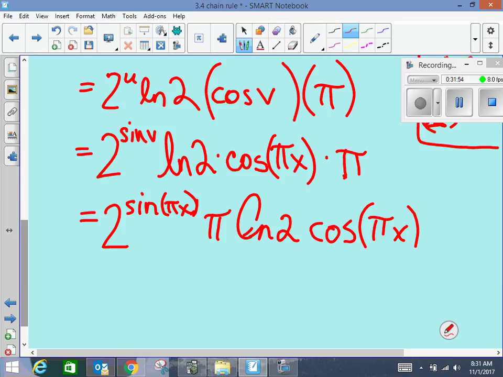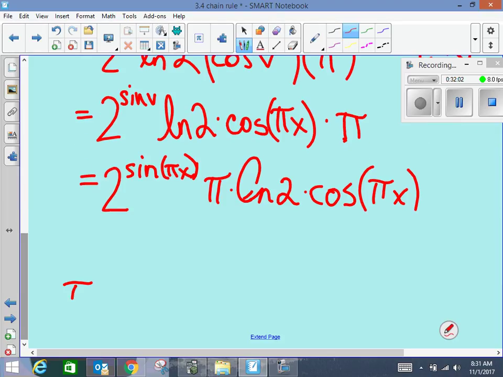Okay. Where the pi came from: the derivative of pi x. That's the power rule. We pull, we hold on to the constant. Yeah, you just said it. Yep.